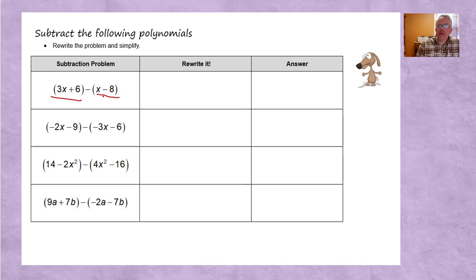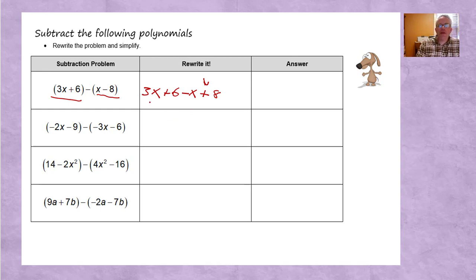So I'm going to do this in two steps because we need to be careful. The first step, I'm going to rewrite it. We leave the first polynomial alone, 3x plus 6, and we don't need the parentheses anymore. Then we're going to subtract this whole second polynomial. This part, we got to make sure we get this right. So we're subtracting x, that's the first term, and we're subtracting negative 8. Whenever we subtract the negative, we're going to write it as plus. So subtracting a negative 8 is the same as adding a positive 8. So if we can get this step correct, we're going to be okay.